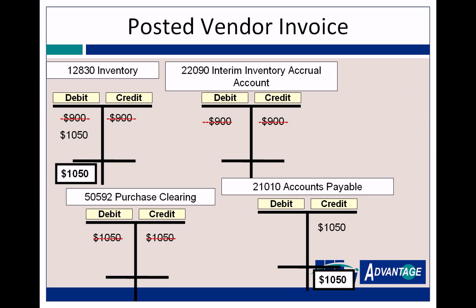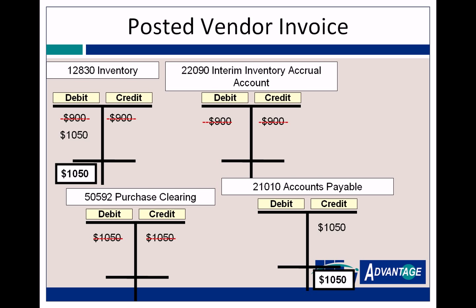Let's take a look at the T accounts to better explain what happened. In our two-step approach, these are the entries. We hit our interim accounts for the $900 that we anticipated being invoiced for. And then once we received our vendor invoice, we posted for the correct amount. And once we posted, the system backed the entries out of the interim accounts and hit our respective inventory and accounts payable accounts.